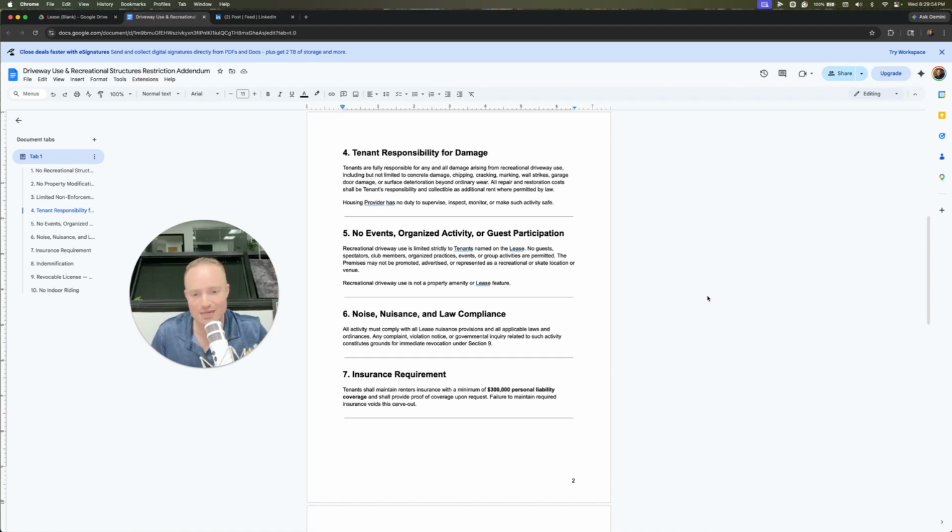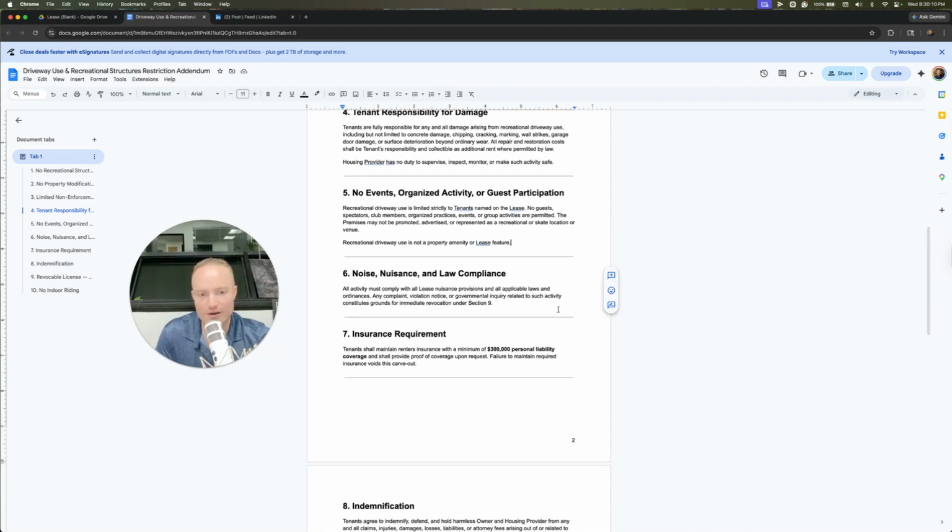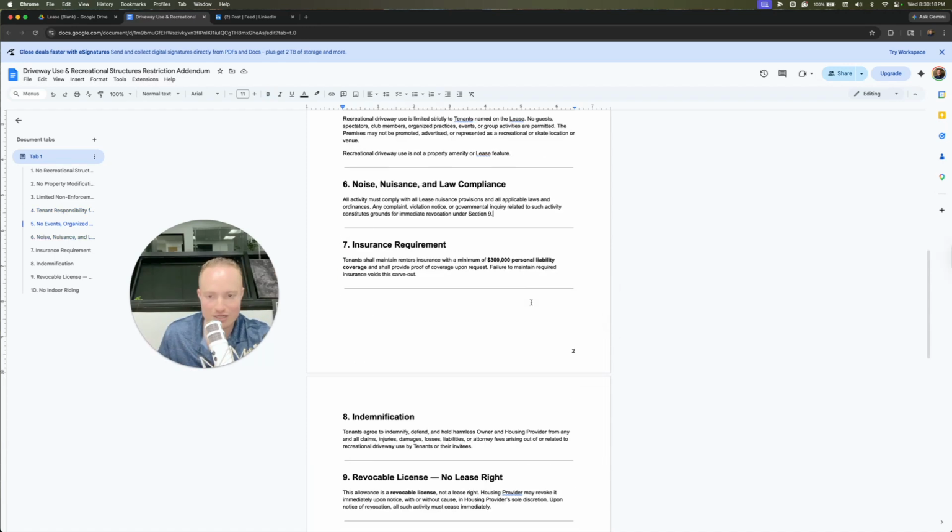So we're basically saying this isn't part of what you're paying for. This isn't part of the lease. And if we revoke this right from you as the tenants, then you're still getting exactly what we agreed you're getting in exchange for the rent. So again, all of this language is very relevant and matters. Also, a clause about noise, nuisance, and law compliance. So again, if there are any complaints, any city violations, any legal issues with it, then we can revoke access to it.